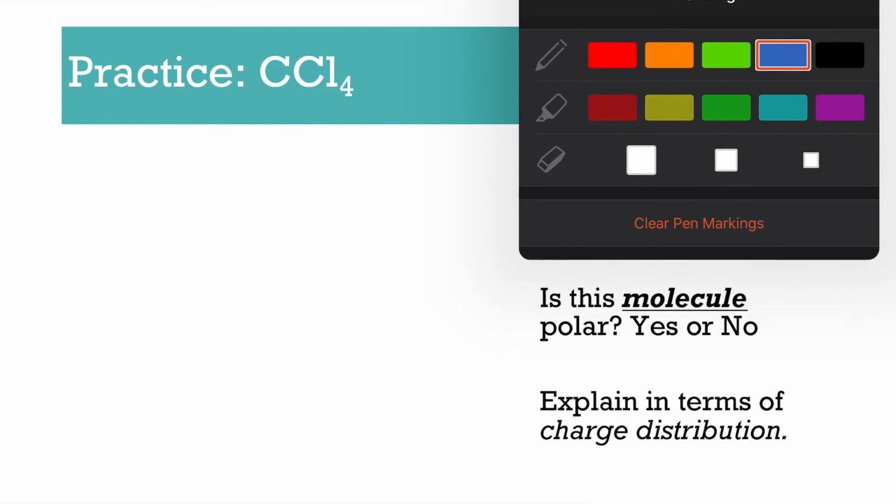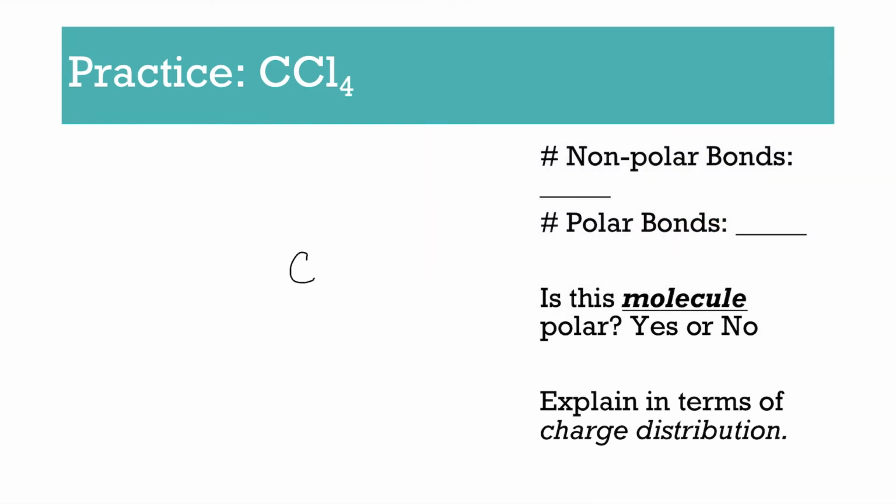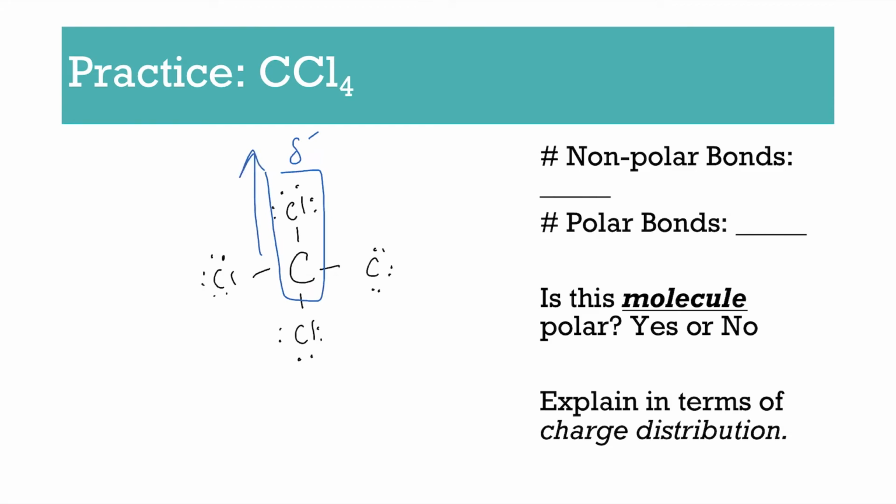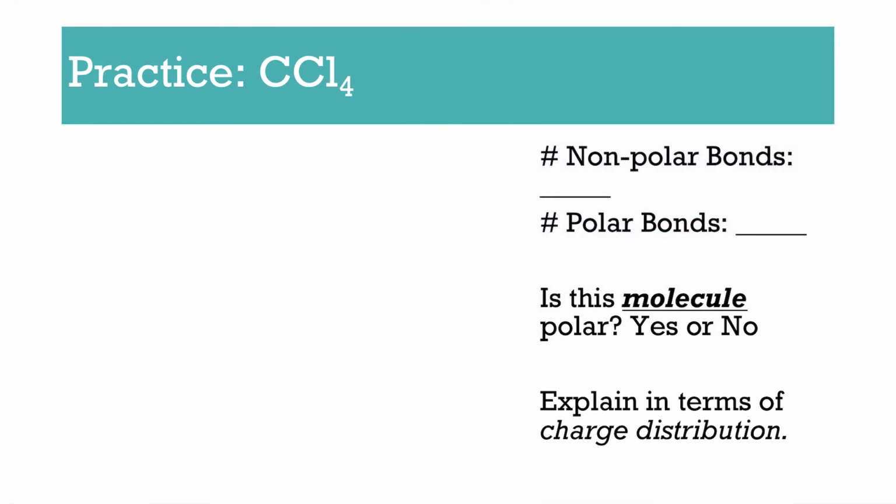Okay, almost done here. Let's revisit this one. So CCl4. Okay, so if we're going to look at our dipoles, this one's delta negative, it goes up like that. This one, actually, let me just draw the dipoles because this one will get a little messy.